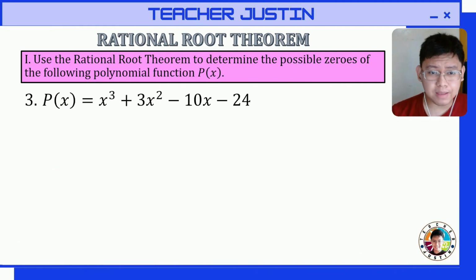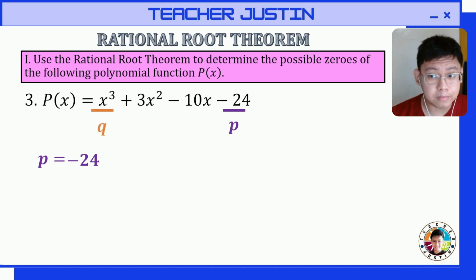Let's have this item. Let's use the Rational Root Theorem to determine the possible zeros of this polynomial function. So, ang first step natin is to identify our P and Q. Yung P natin is the constant term of our polynomial function. So, it is negative 24. Yung Q natin is the numerical coefficient of our leading term. So, yung Q is positive 1.